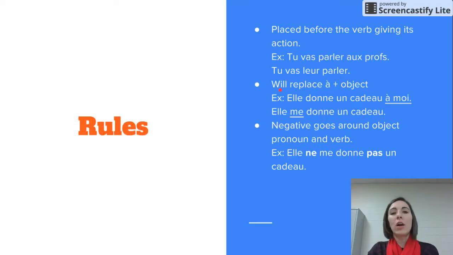Like I said, our indirect object pronouns will replace à plus an indirect object. So, elle donne un cadeau à moi. We're replacing à moi, to me. Elle me donne un cadeau. And then our negative, just like with our reflexive object pronouns and with our direct object pronouns, will go around the object pronoun and the verb. So we have elle ne me donne pas un cadeau. Elle me donne un cadeau. Elle ne me donne pas un cadeau.